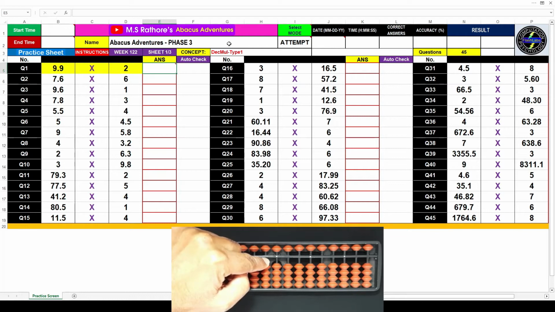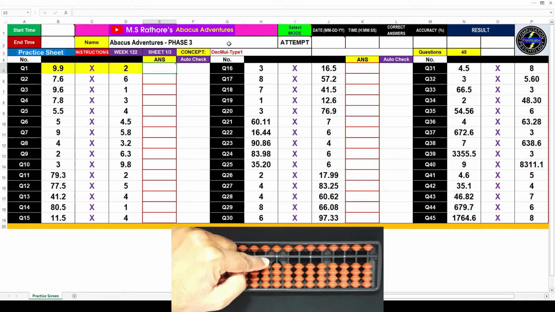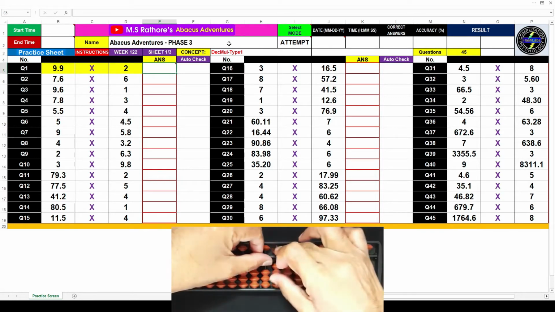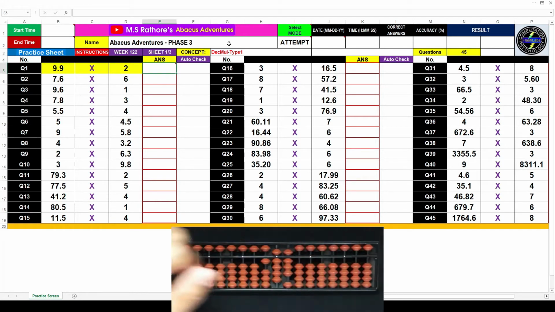Now forget the decimal point here and take these as normal values. So we are not considering 9.9 multiplied by 2 here. Once we place the index finger correctly on the rod, we need to consider these values as normal values. 99 multiplied by 2, and all the rules of multiplication of normal values apply here. So from right to left, it is 2 9s are 18. Finger shifted. 2 9s are 18. And the answer gets completed.